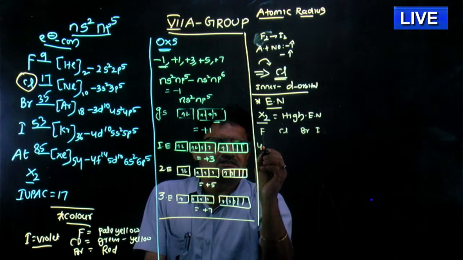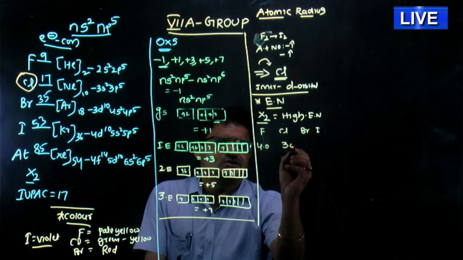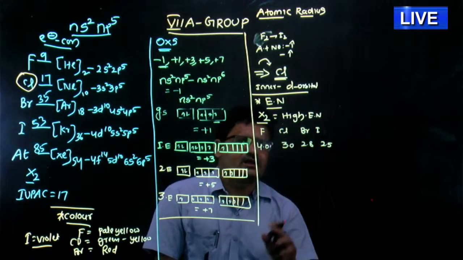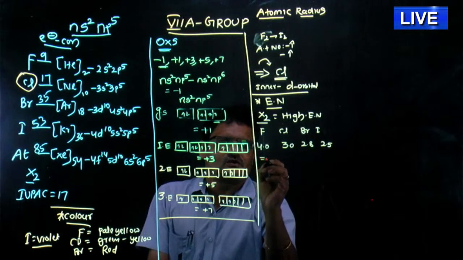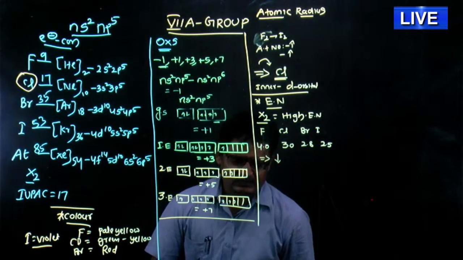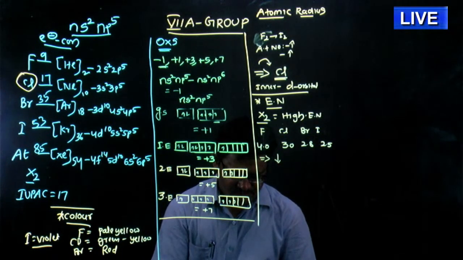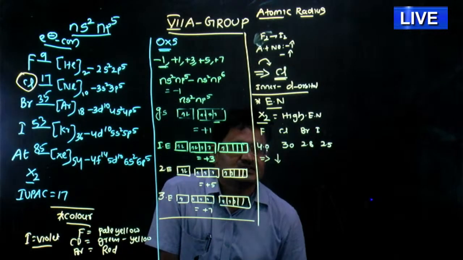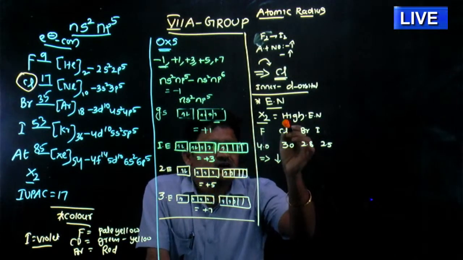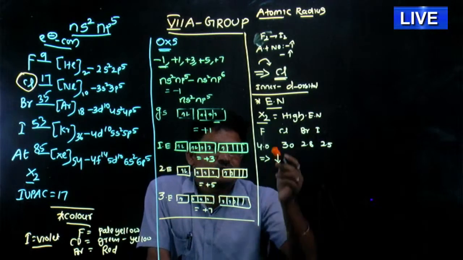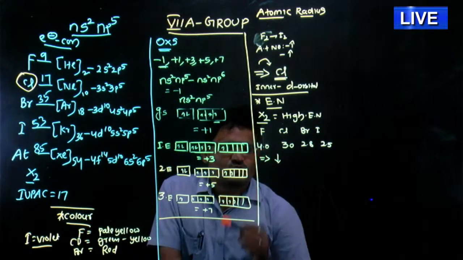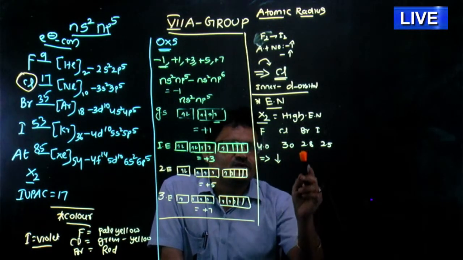The electronegativity of fluorine is 4.0, chlorine 3.0, bromine 2.8, iodine 2.5. From top to bottom, electronegativity decreases. What is electronegativity? The tendency of an atom to attract the shared pair of electrons. Halogens have high electronegativity, and it decreases from top to bottom: fluorine 4.0, chlorine 3.0, bromine 2.8.